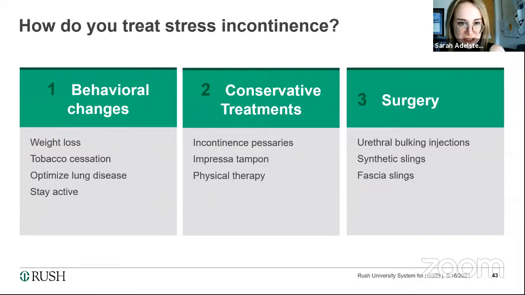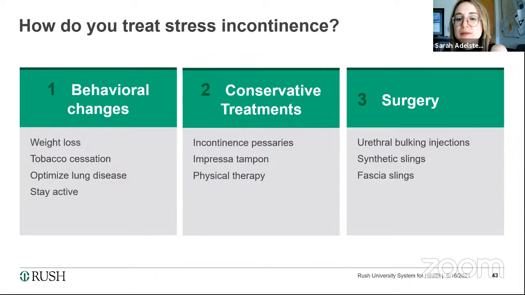How do we treat this kind of incontinence? Again, there are conservative treatments, there are behavioral changes, right? Like weight loss, right? Being overweight is also a chronic pelvic floor stress. Tobacco cessation, optimizing lung disease treatments or exacerbations, staying active and keeping fit. We'll talk about that a little bit.